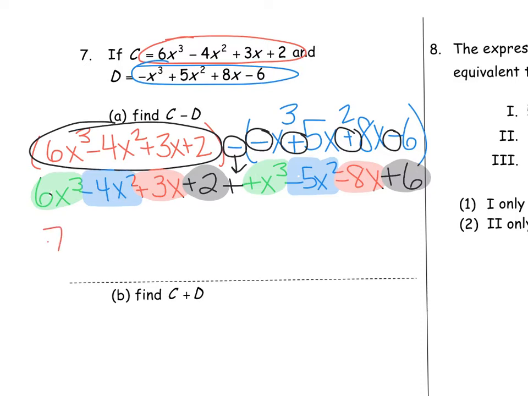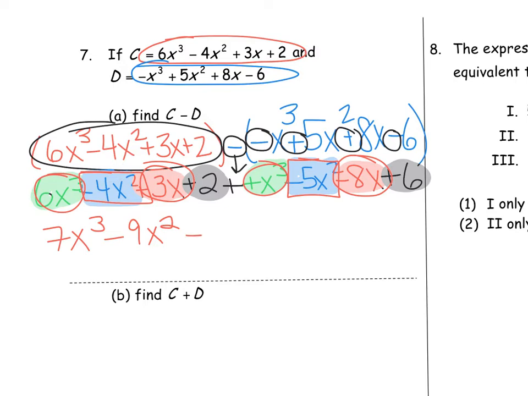We'll have 7x cubed from here and here. We have negative 4x squared with negative 5x squared, which is negative 9x squared. We have positive 3x and negative 8x, which is minus 5x. And lastly, positive 2 and positive 6 is positive 8.